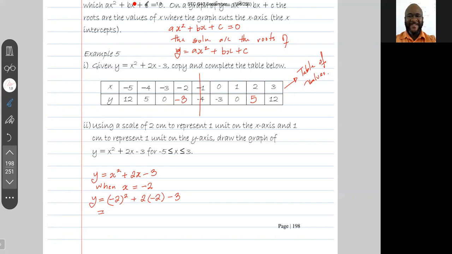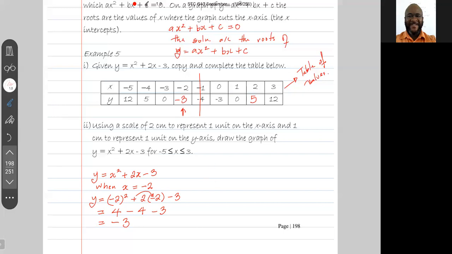Minus 2 squared means minus 2 times minus 2, and a negative times a negative is a positive. 2 times 2 is 4. This positive times this negative is a negative. 2 times 2 is 4, minus 3. 4 minus 4 is 0, and 0 minus 3 is minus 3. All right, so it looks like I was correct. The value of y here is minus 3. Let us look if the one on the right is going to come out to be 5.